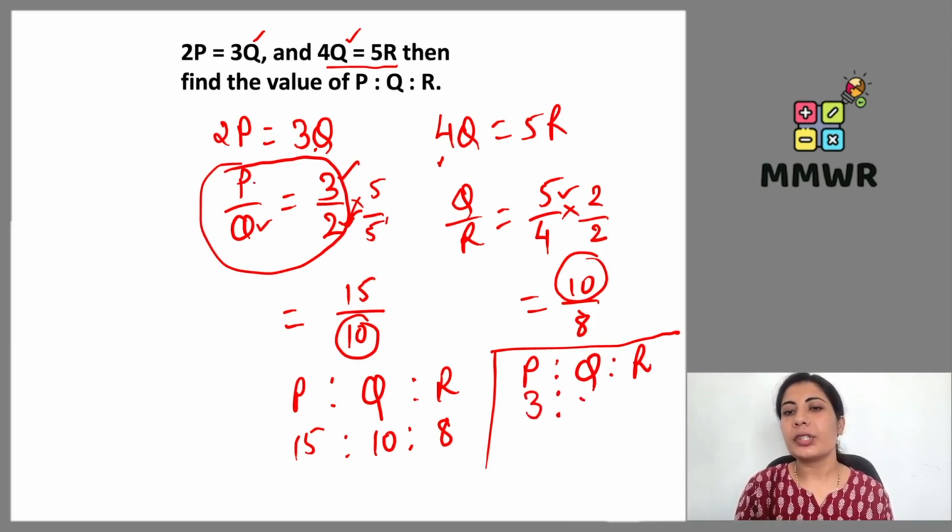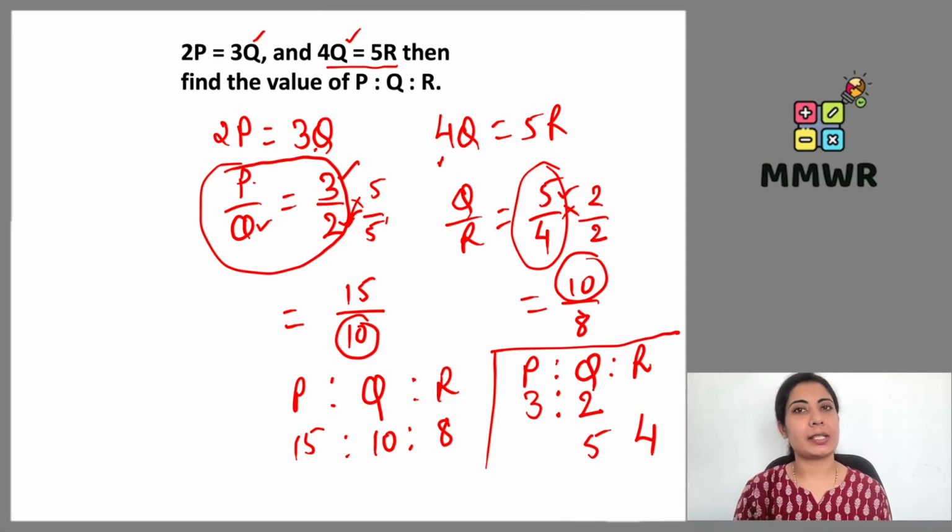3 is to 2, which is the first ratio given to us. We don't have any value in the first ratio to write in place of R, so we will be keeping it blank. The second ratio given here is 5 is to 4. So 5 is to 4 I'm getting here.